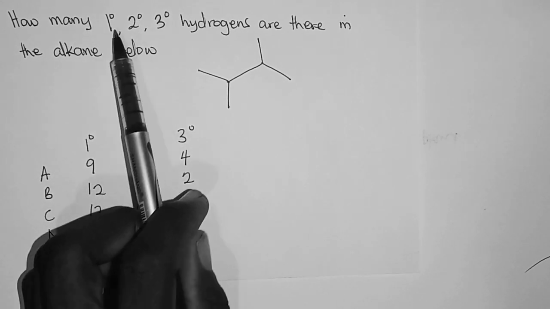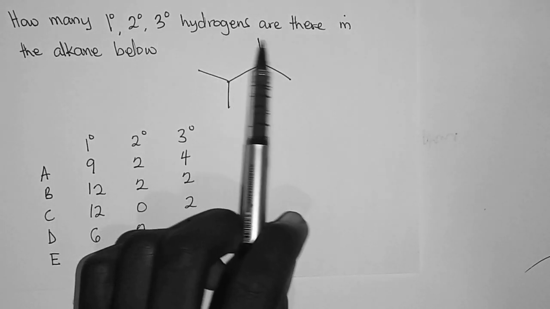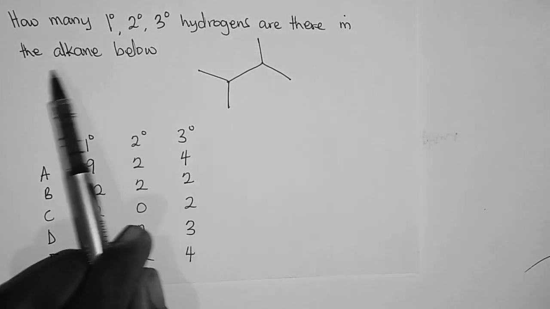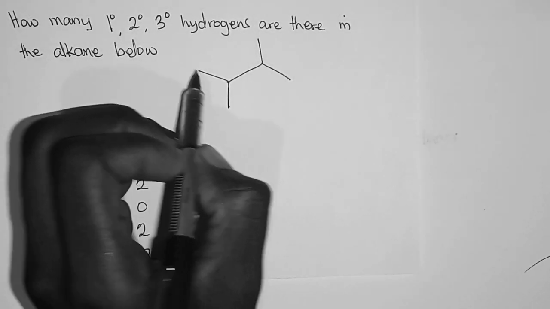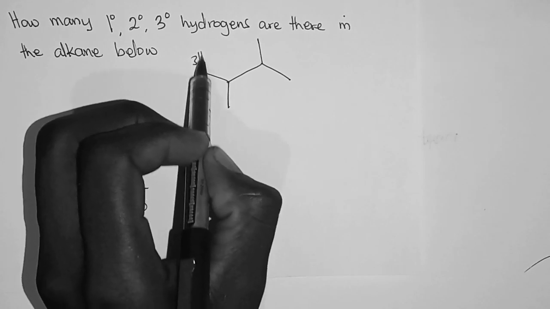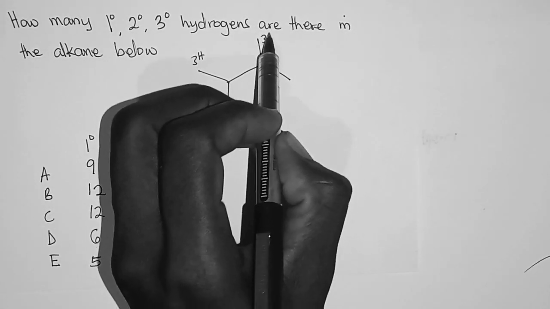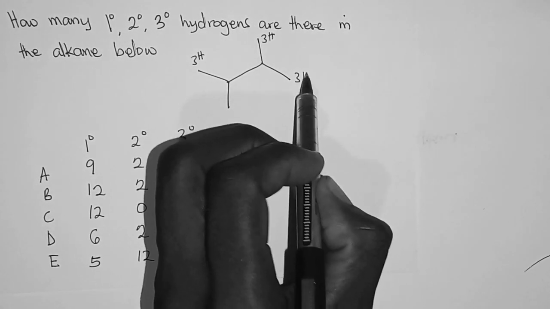How many primary, secondary, and tertiary hydrogens are there in the alkane below? So you see that this is CH3, so there are 3 protons here. There are 3 protons here. There are 3 protons here.